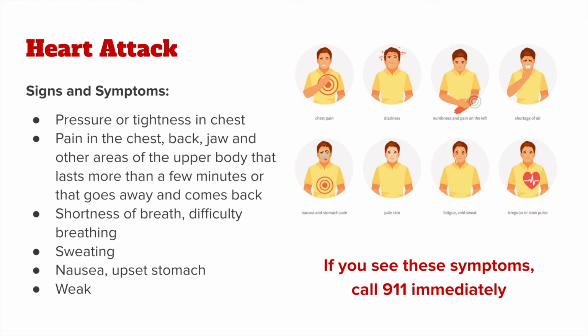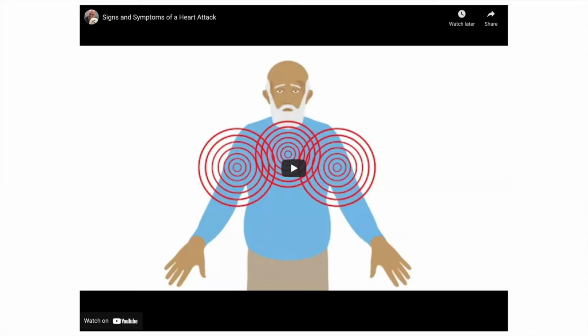But those general signs and symptoms of a heart attack to look out for include pressure or tightness in the chest, pain in the chest, back, jaw, or other areas of the upper body that lasts more than a few minutes or that goes away and comes back, shortness of breath or difficulty breathing, sweating, nausea and an upset stomach, or weakness. Watch this video for more signs and symptoms of a heart attack.